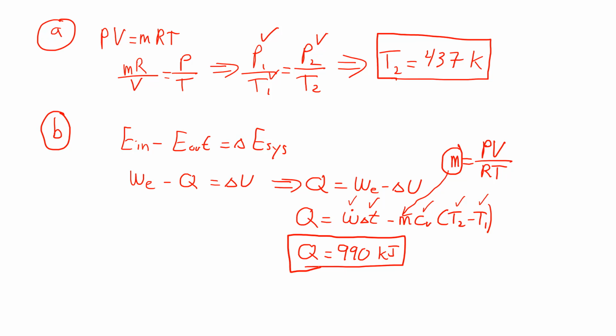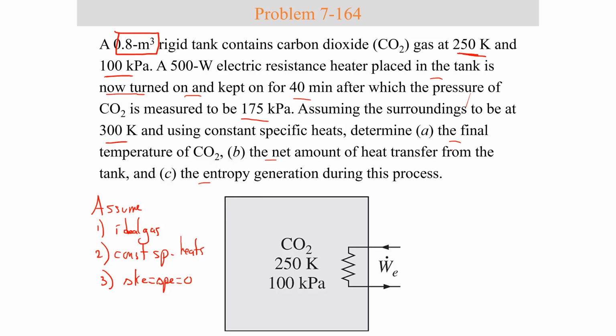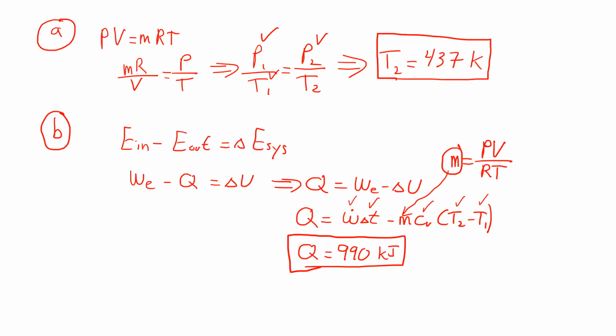So again, that's due to a first law analysis. Now again, I don't go through writing in all the numbers for the problem, because at this point, this is something that you can do on your own. The point of going through these example problems is just to show you step by step how these problems get worked out. All right, let's do part C, which is asking for the entropy generation for this process.